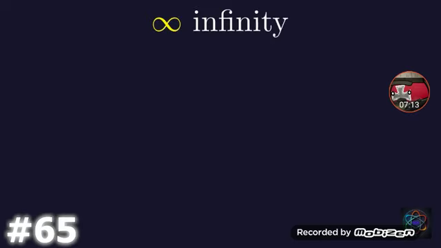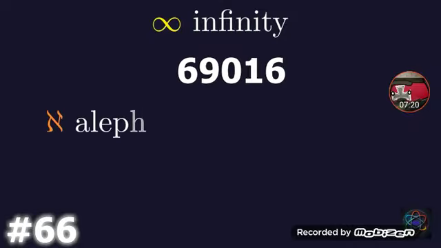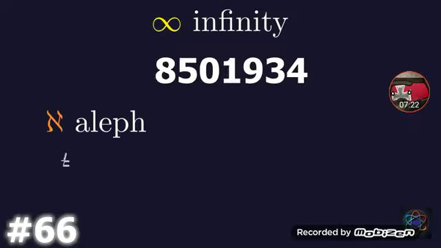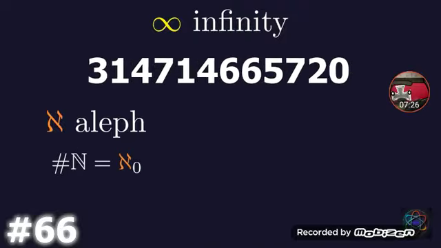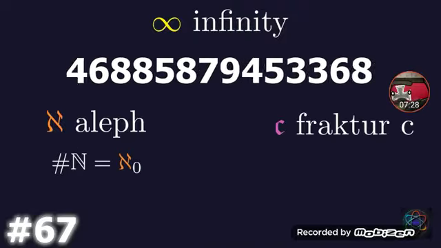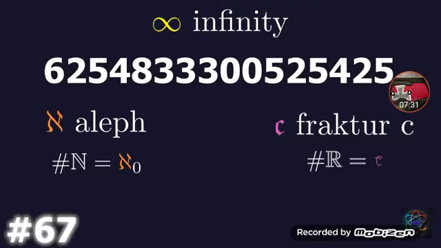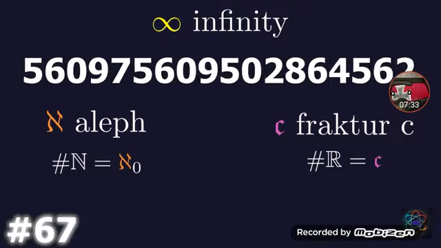Infinity denotes a concept of unlimitedness. It signifies a value that is greater than any finite quantity. Aleph null represents the cardinality of the set of natural numbers. Aleph one represents the cardinality of the set of real numbers.